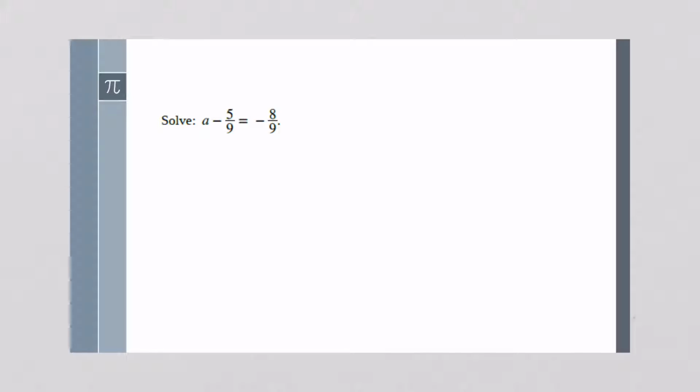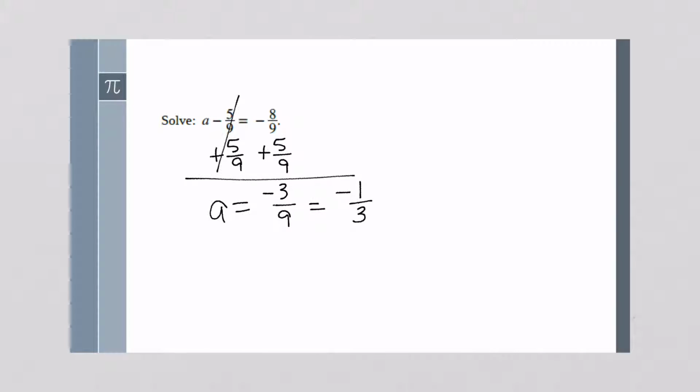Okay, for this problem right here, let's take a look at what's happening to our variable. We're subtracting 5/9 from it. So in order to undo that, you have to add 5/9 to both sides. So I get that a is equal to, this right here cancels, a negative 8 plus 5 is a negative 3. Denominator doesn't change. I need to reduce that. So a is equal to negative 1/3.